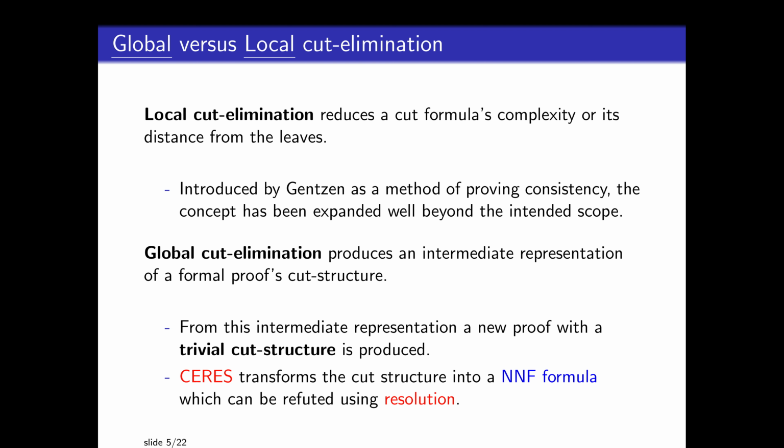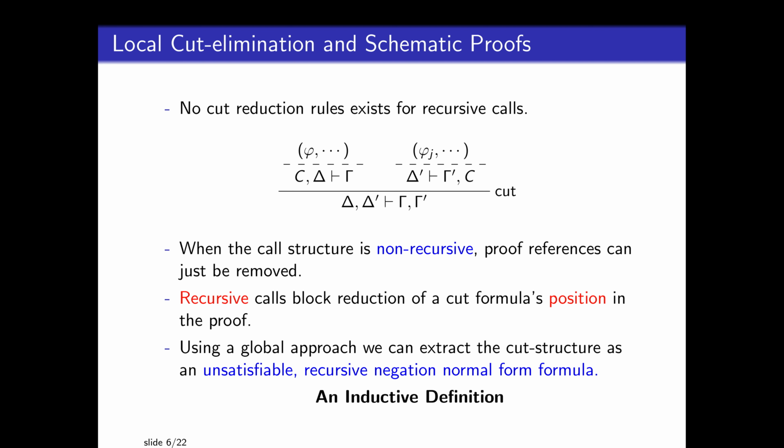All right, so we're taking this from proof analysis. We have this formal proof. We turn its cut structure into an NNF formula, and then we're refuting it by resolution. So we're getting there, all right? Now you might ask, why don't we use local cut elimination? Well, Gentzen's paper is very important. It's a very old method, all right, and it seems to do the job.